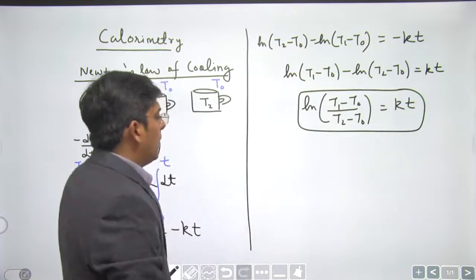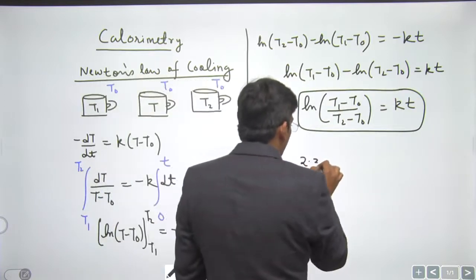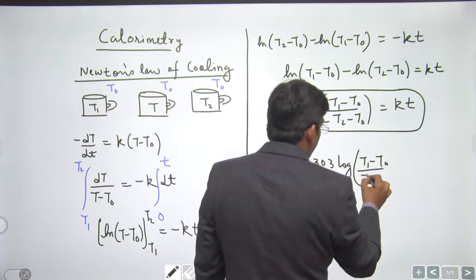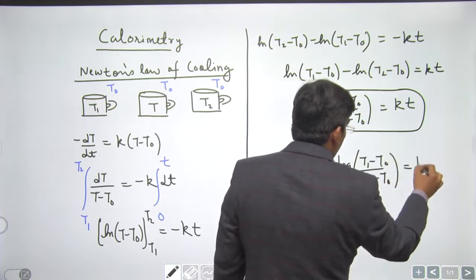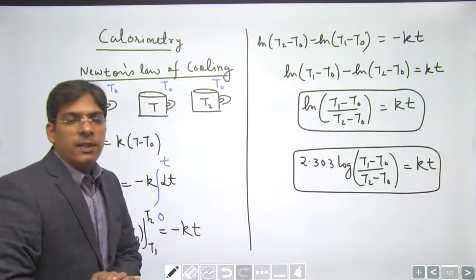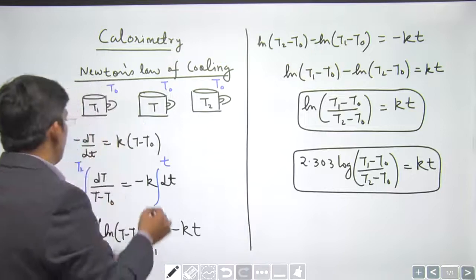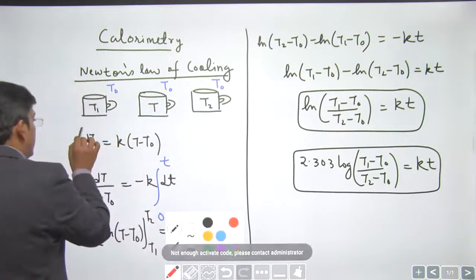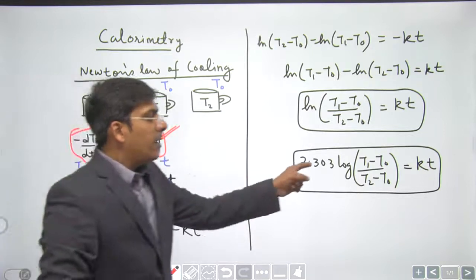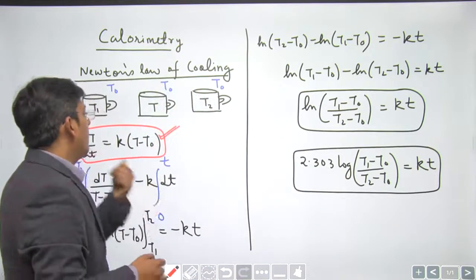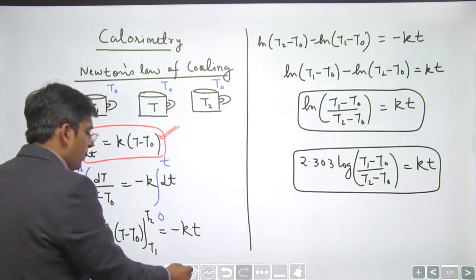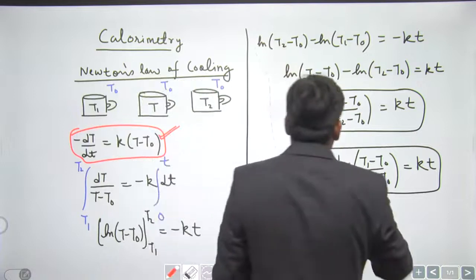If you convert this ln into log, you get 2.303 log of T1 minus T naught divided by T2 minus T naught equals this small k into t. This is the exact formula which should be used for numericals, but rather we use the approximate formula because it makes the calculations extremely easy. This is the preferable formula. Although this is the correct one, the approximate formula gives a fairly good result. Kindly note down, dear students. Let us now draw some graphs.